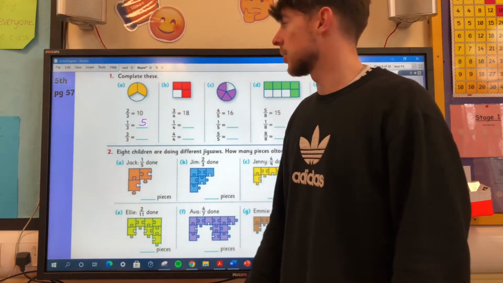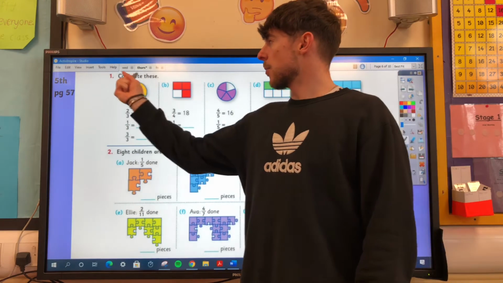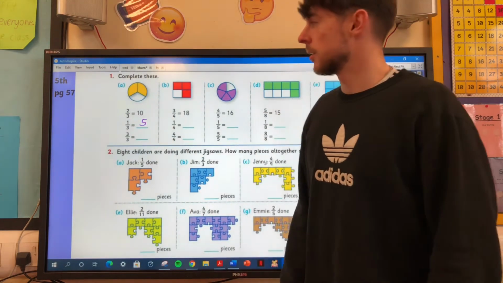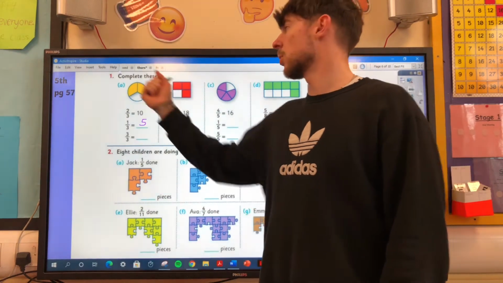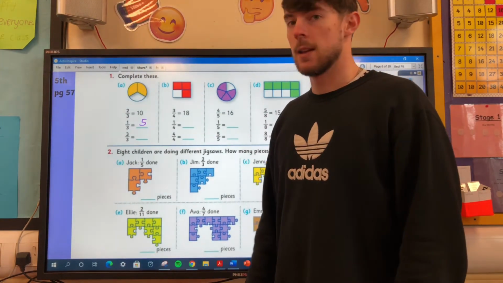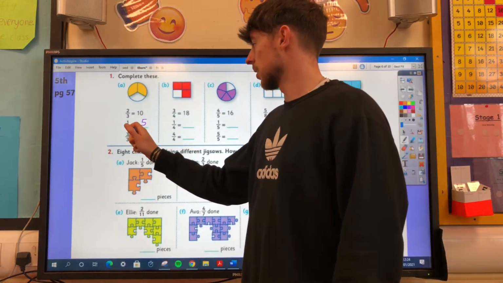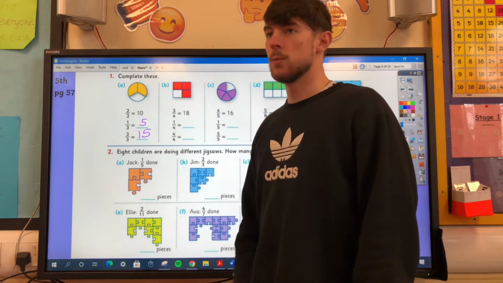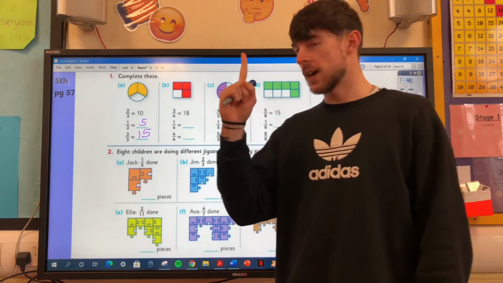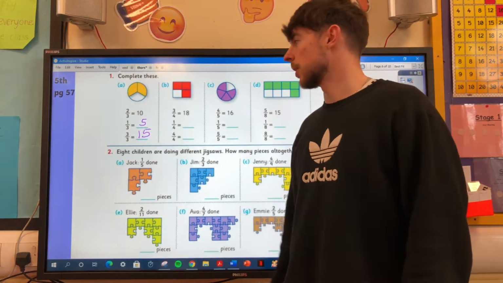Okay, so if one section is 5, and we want to find the whole circle, and there's 3 sections in the whole circle, how much is the whole circle worth? So one section is worth 5, how much is the whole circle worth? 15, alright? Because it was 3 by 5. Remember I said if we could find one part of it, we can find whatever number we want.